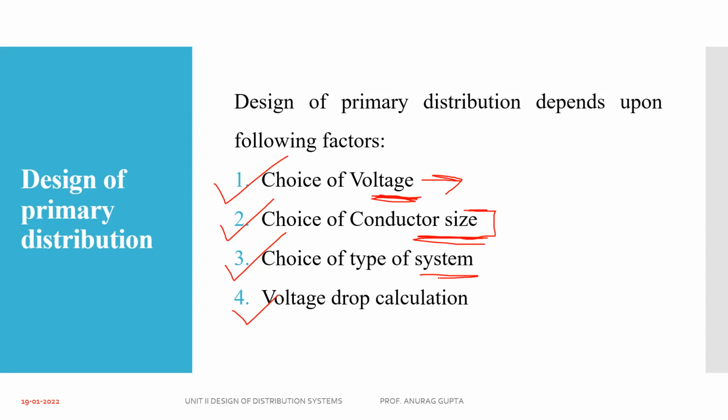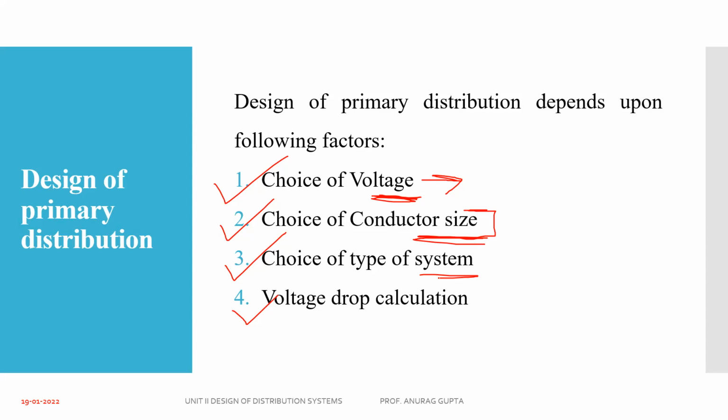Actually, the choice of type of system depends on 3 parameters. Number 1, what is the load demand? Meaning, what is the total load on the consumer side? Number 2, what is the area of the consumer side? Which type of area do you have there? Number 3, what is the reliability, or we can say the consistency, required on the consumer side?